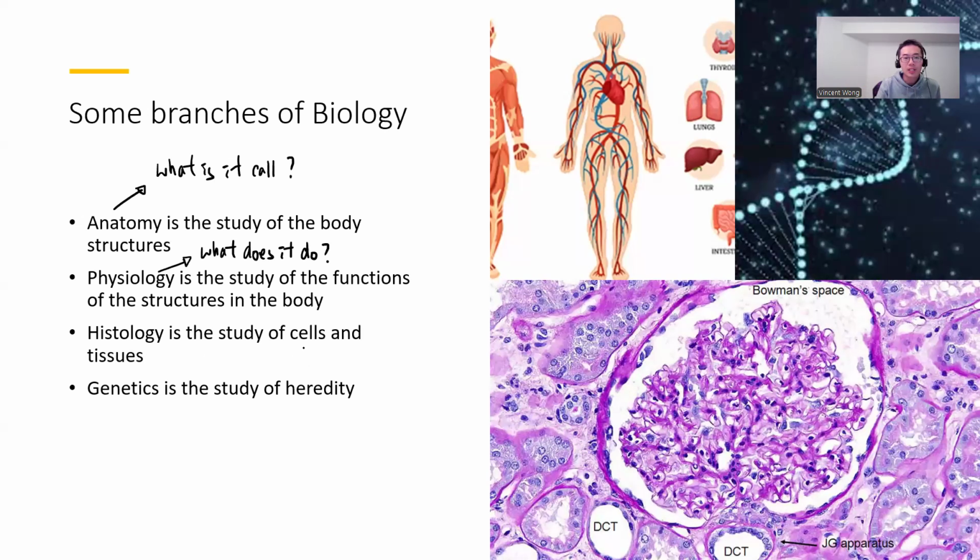Histology is the study of cells and tissues. Cells are what all living things are made up of. You have trillions and trillions of cells in the body. Tissues are groups of cells that are working together to perform a function. So we have connective tissue, we have fat tissue, and they do different things. Studying these cells and tissues is called histology. We'll do a little bit of histology next semester as well.